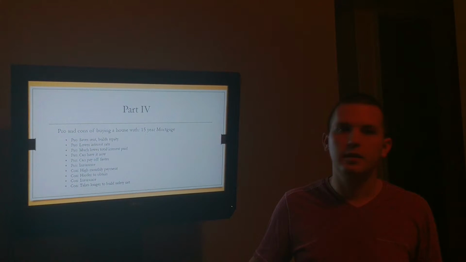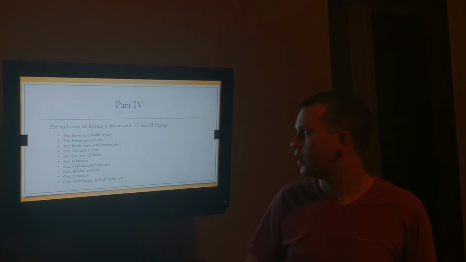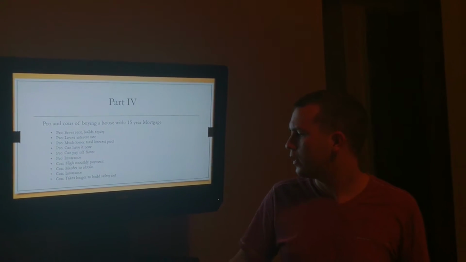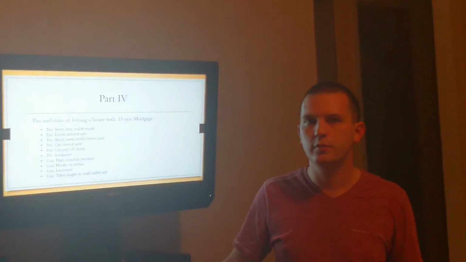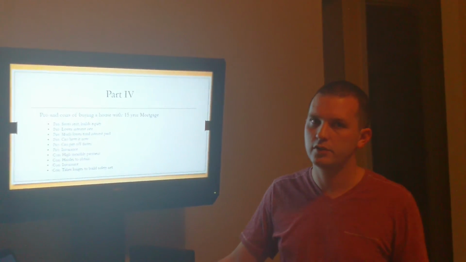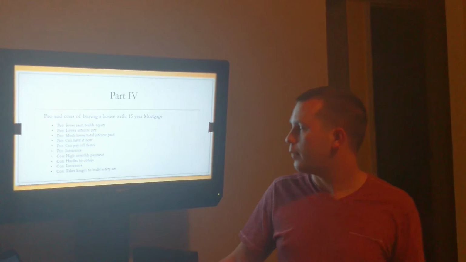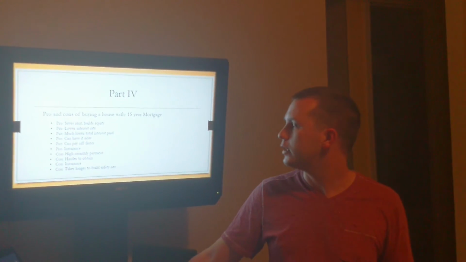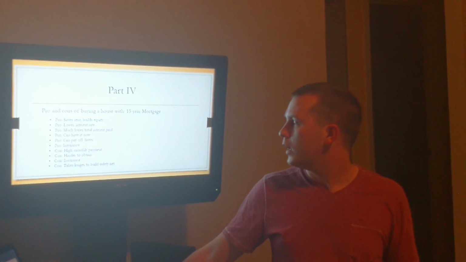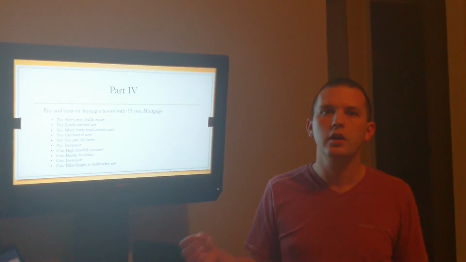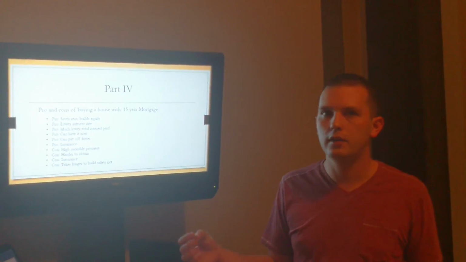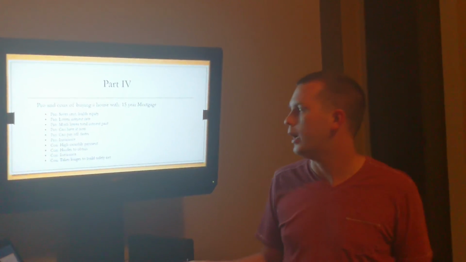Con, the payment for a 15-year mortgage is much higher. I think it was $623 a month for a 15-year mortgage versus $400 for a 30. It's a lot more money every month. It's harder on your budget. Another con is that it's harder to obtain. Because the payment is higher, you have to show a higher level of income to prove that you'll be able to make your payments.